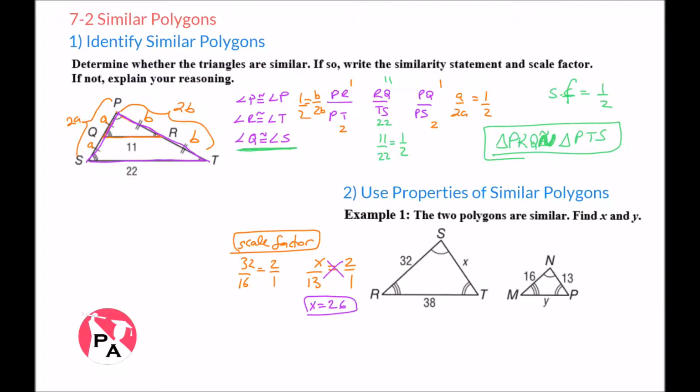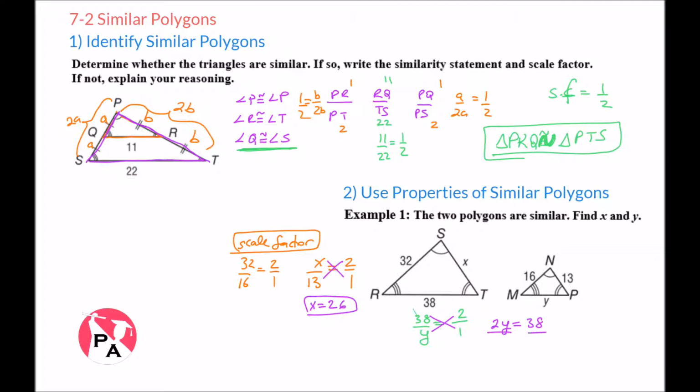Now let's do the same thing for the other pair of corresponding sides. 38 and y correspond to each other. So 38 divided by y must be equal to the scale factor. We figured it out. It was 2 over 1. Now do the cross multiply. Y times 2 is 2y. It equals 38 times 1, which is 38.